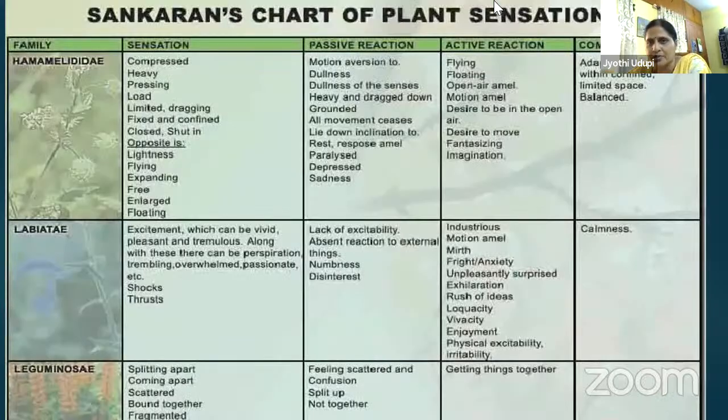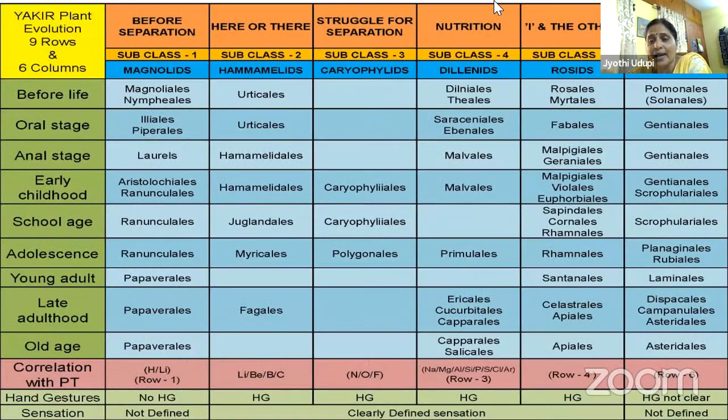So Dr. Shankaran's work on plant sensation. If you don't know, please, my request, if you know this, you can help a lot of patients. So this Labiata family, and we have a PM method where again this is taught. This patient, according to me, is a young adult where Labiata family belongs to Laminales family. This all is taught in our course.